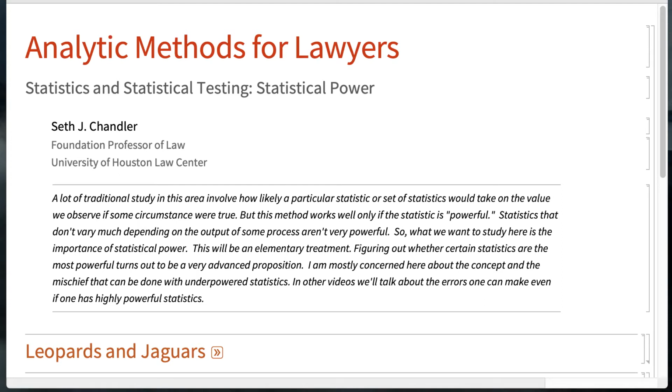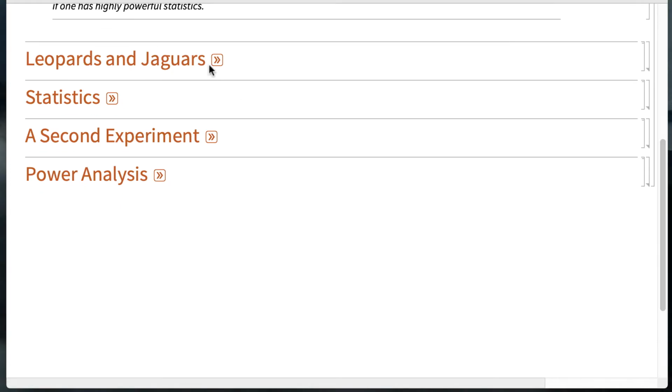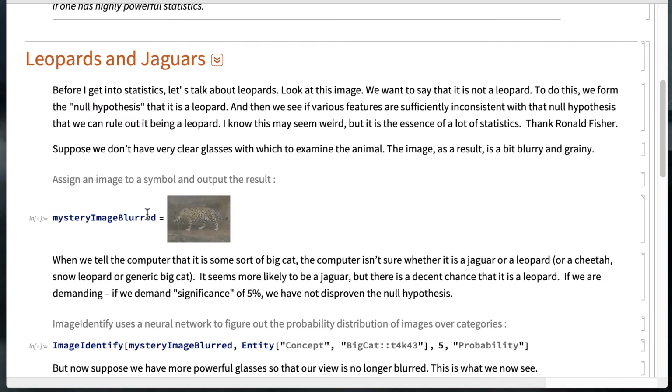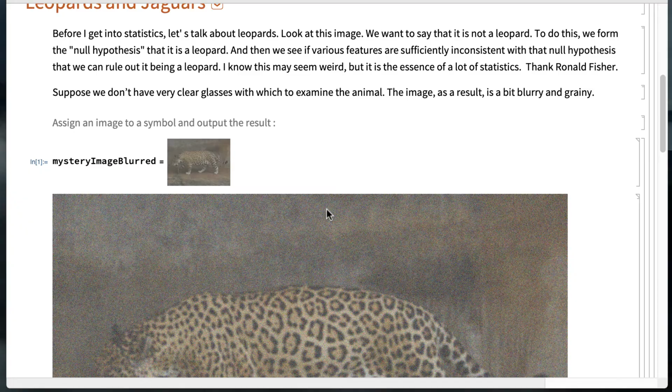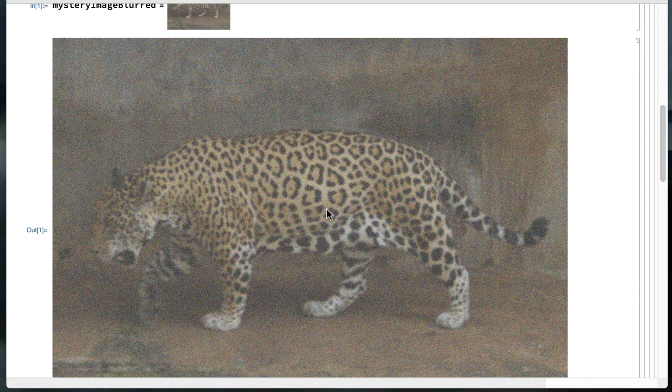In other videos, we'll learn about problems that can occur when the statistic is adequately powered, but it's still not used properly. And I want to start with kind of a fun example and teach you about leopards and jaguars. So let's look at this picture here. And the kernel's loading up, and there it is. So what would you say that animal is? In my opinion, it could be a leopard, could be a jaguar, maybe it's a cheetah.